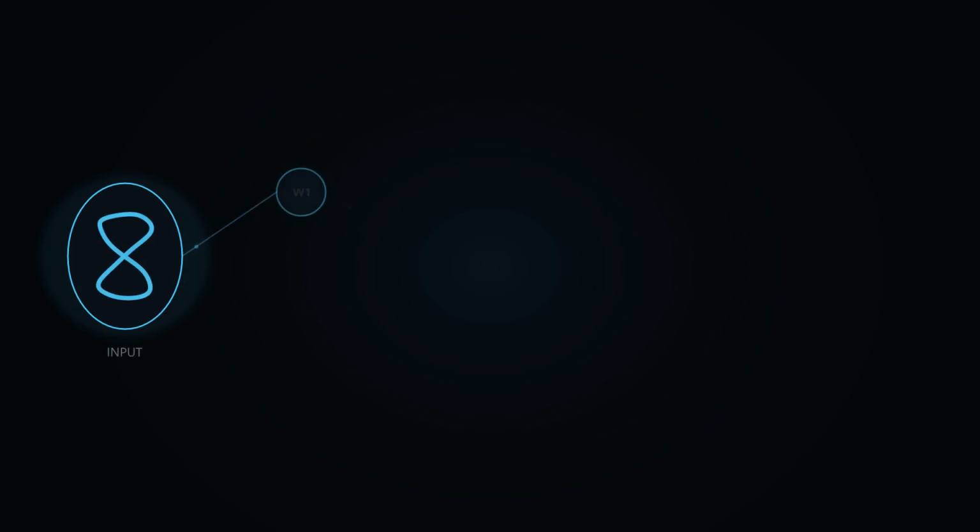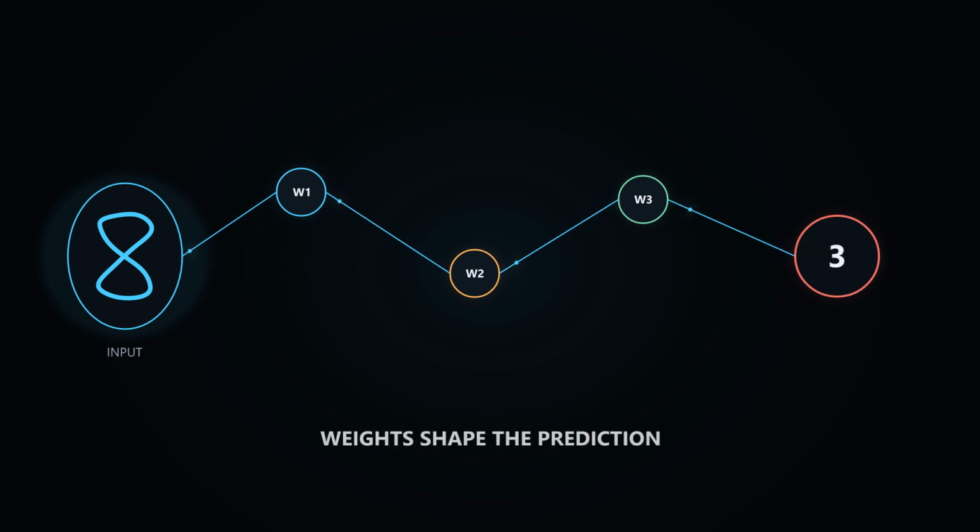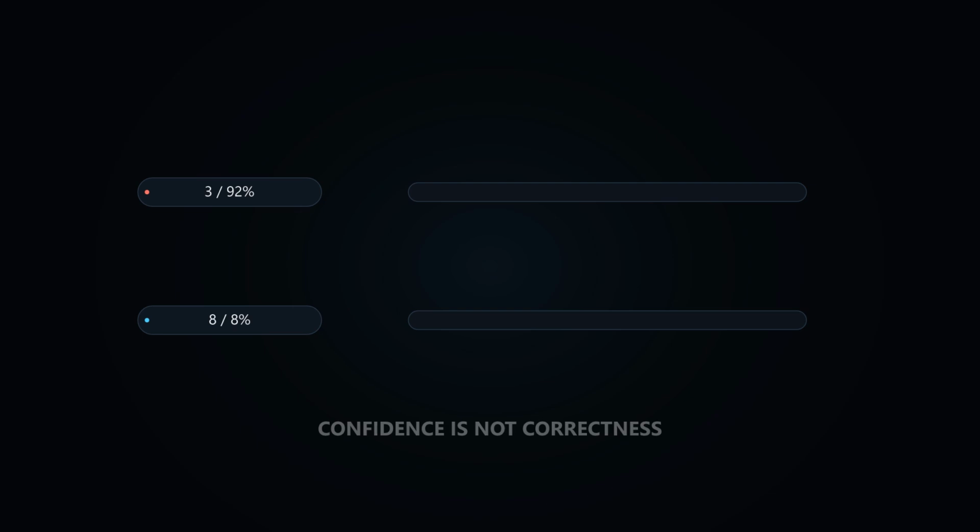The input flows forward through layers of weighted connections. Each weight is just a number that strengthens, weakens, or flips part of a signal. Together, those numbers shape the model's prediction. At the output, the network gives 3 a higher score than 8. Those scores can be converted into probabilities, but confidence only describes the model's preference. It does not prove the preference is correct.